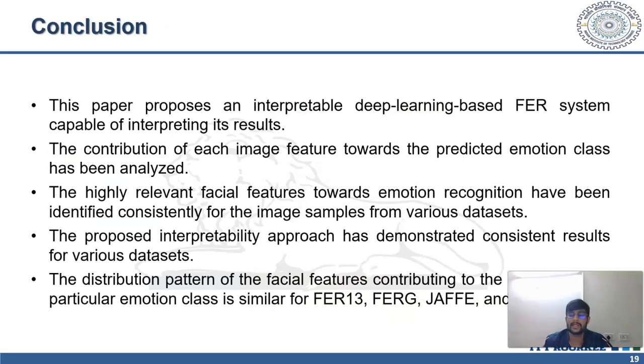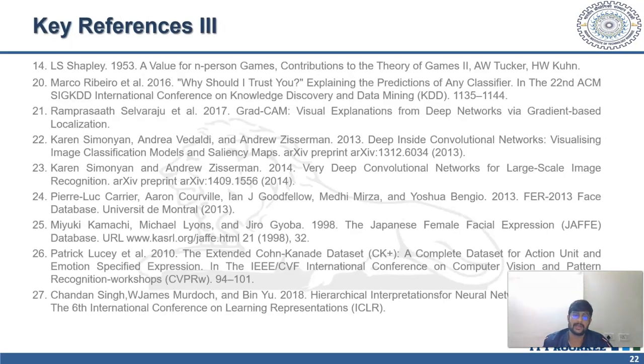Now, I would like to conclude our paper with these points. This paper proposes an interpretable deep learning based FER system, with which we can analyze our result. We have analyzed the result of the FER model using our newly proposed DNC-Shape algorithm. Our DNC-Shape algorithm gives the highly relevant features for each class, and it is consistent for all the images in a class. Also, the features that come out for different datasets are consistent for each class. With this, I would like to conclude my talk, and thank you very much.